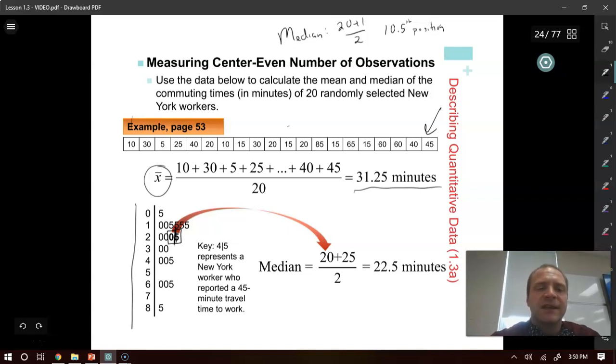It cuts those in half. So we take the 20 and the 25 and divide by 2. We find the average of that, and so the median is 22.5 minutes.